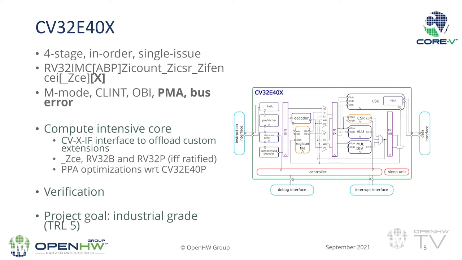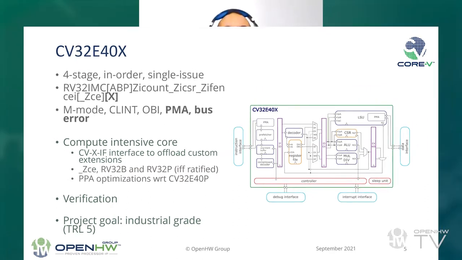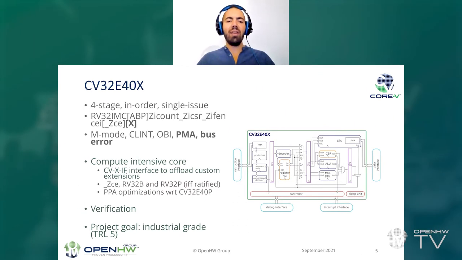It also has a four-stage in-order, single-issue pipeline, and it also has a PMA and a bus error infrastructure to be more secure on memory transactions. In addition, it has an X interface, called CORE-V-XIF, that is co-developed in the CORDAS group and OpenHW Group, that is making the core agnostic of any custom extension.